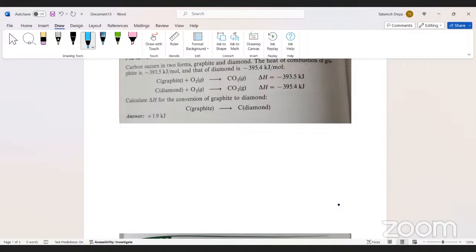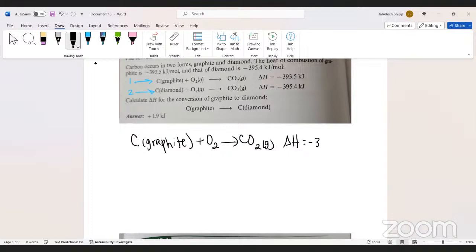All right, because I want the chemical reaction to say the carbon of graphite to diamond, I'm going to put the first reaction here first. This one is reaction number 1, and this is reaction number 2. I'm going to put number 1 first, and let me change the color to make it easier for you to see. So you've got C graphite plus oxygen produces carbon dioxide, and the delta H is equal to negative 393.5 kilojoules.